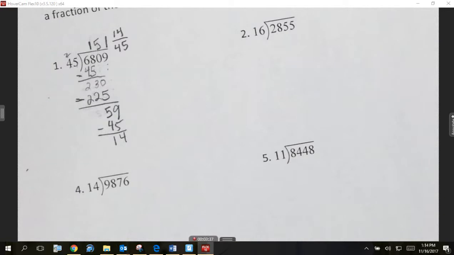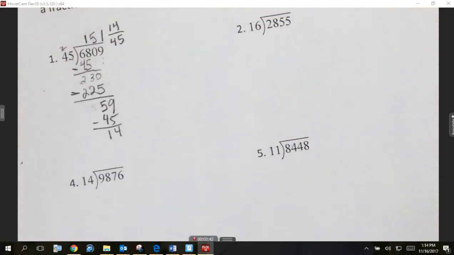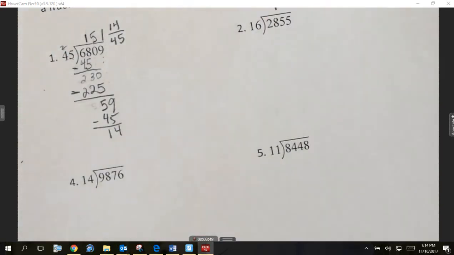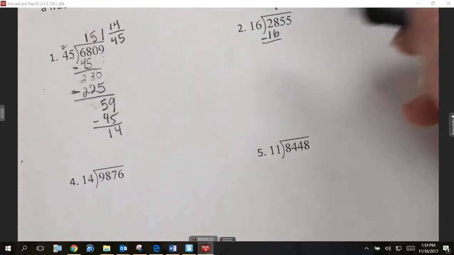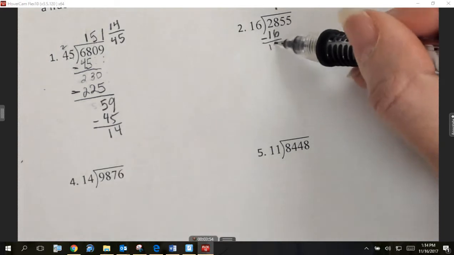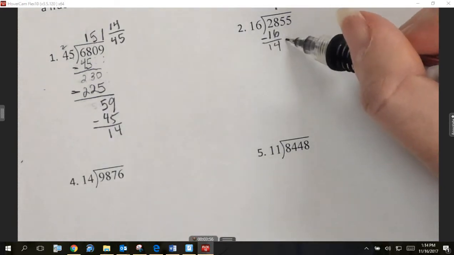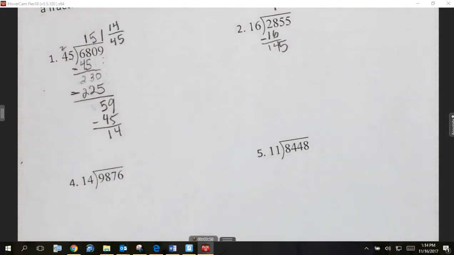Let's talk about another one. What's my first step? Divide. So does 16 go into 2? No. 16 go into 28. How many times? Once. Then we multiply. Subtract. What's an 8 for 14? Bring it on down and bring it on down. Now I got kind of a harder one. So I could think about 20 going into 145.